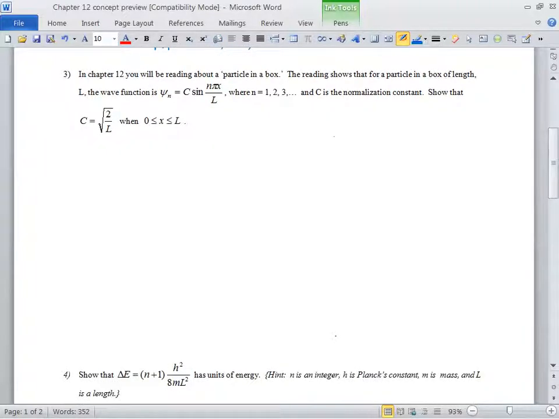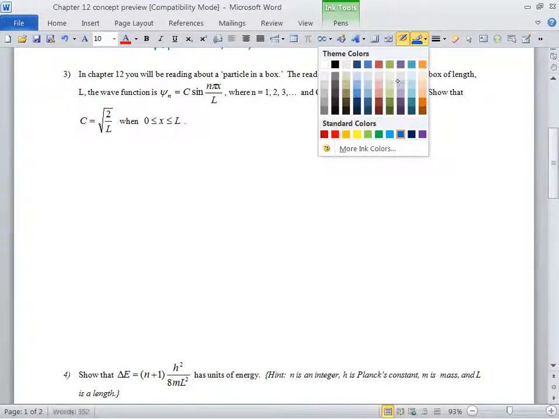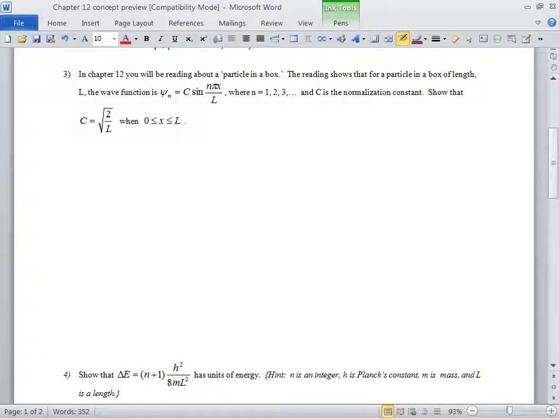Chapter 12, you're reading about particle in a box again. We're going to have this wave function. I think we even had that on the exam. I didn't have you normalize it, though. We're going to normalize it here. Instead of using big N as a normalization constant, I'm using big C. But Kevin, how do you start this out again? We want to show that big C is going to be the square root of 2 over L.